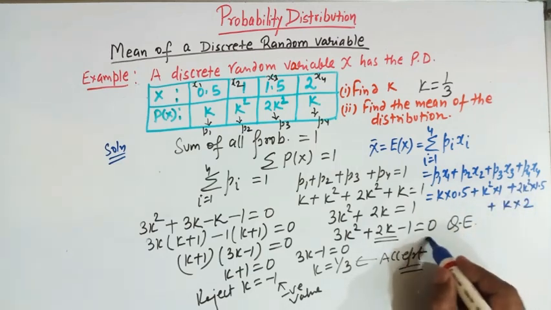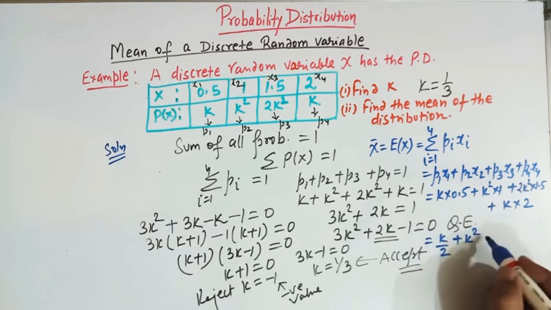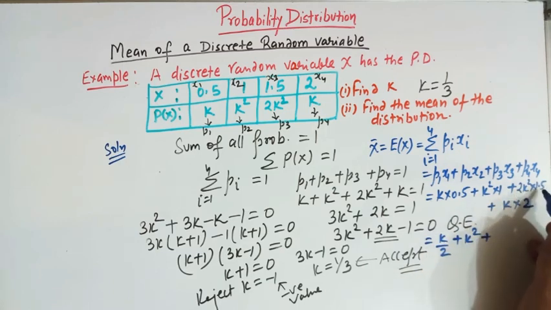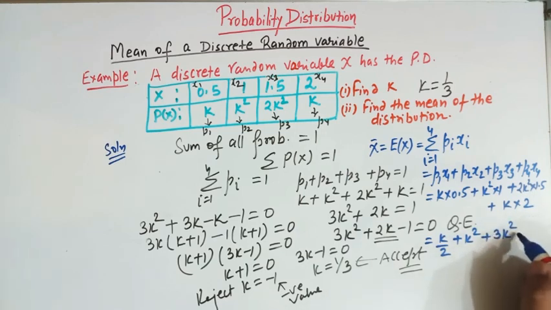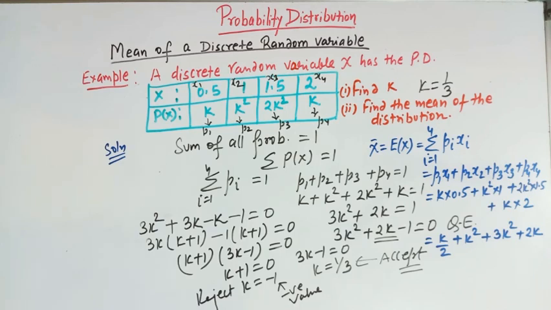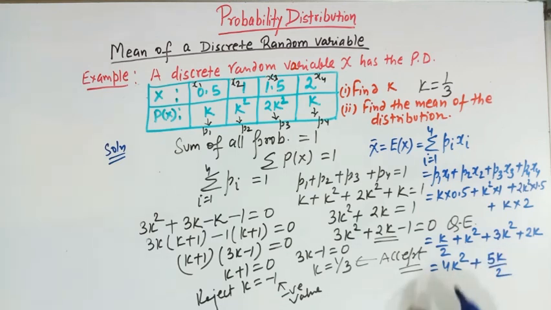Clear? Now k times 0.5 can be written as k by 2, and we have k square here, then we have 2k square times 1.5, that is 3k square, right? And then we have 2k. Now this is 3k square plus k square is 4k square, and k by 2 plus 2k is 5k by 2, right? So the mean of this distribution in terms of k is given by this expression.